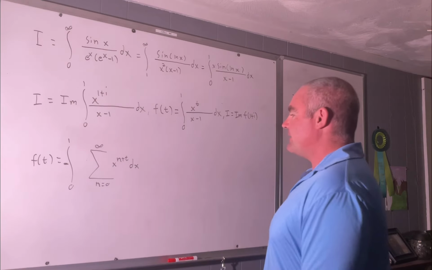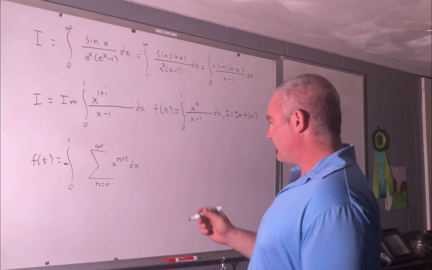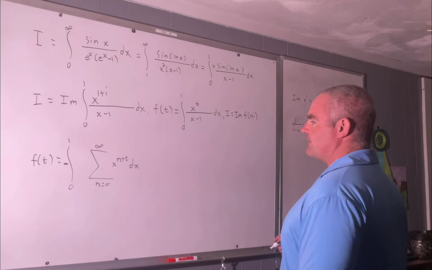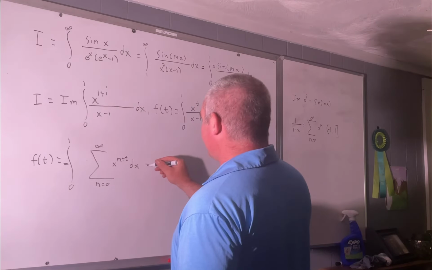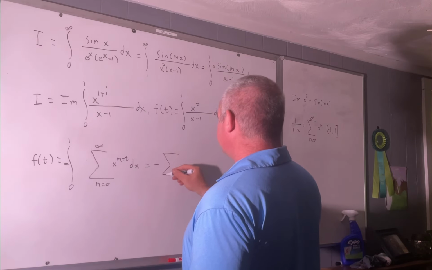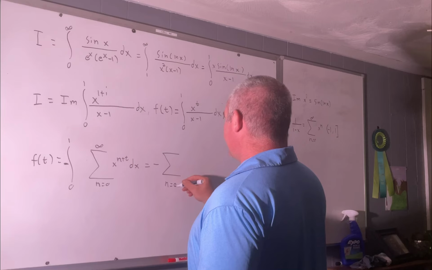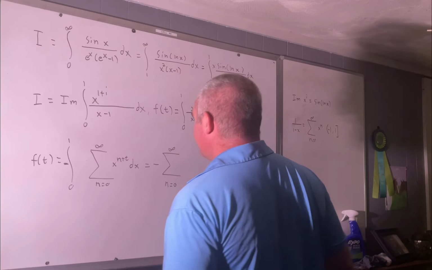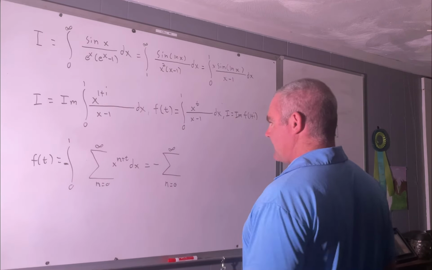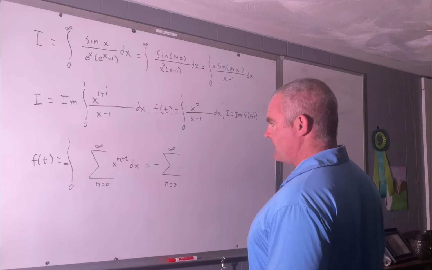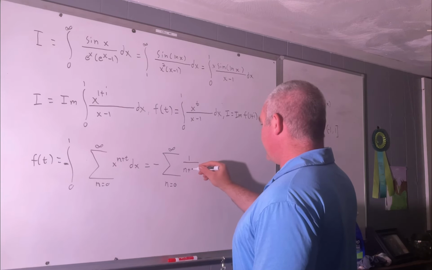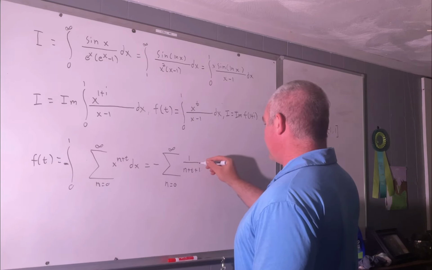And we can use Fubini's theorem to switch the order of integration and summation. So let's see, all in all, that's going to give us negative sum as n goes from 0 to infinity of 1 over n plus t plus 1. Yeah, that's what it would be. It would be 1 over n plus t plus 1.